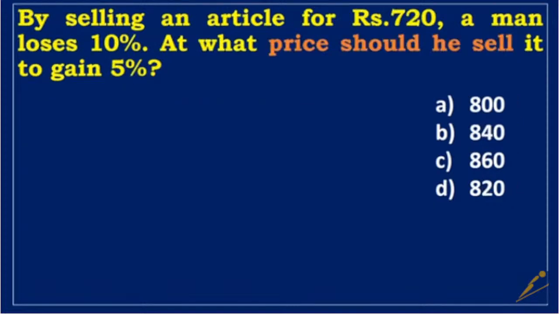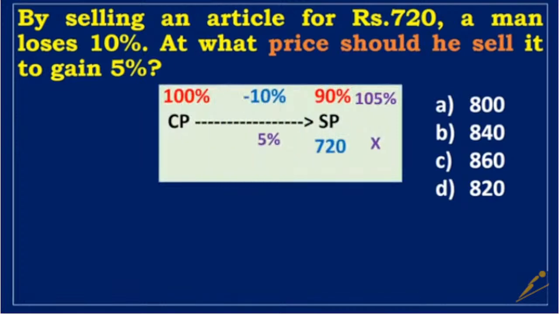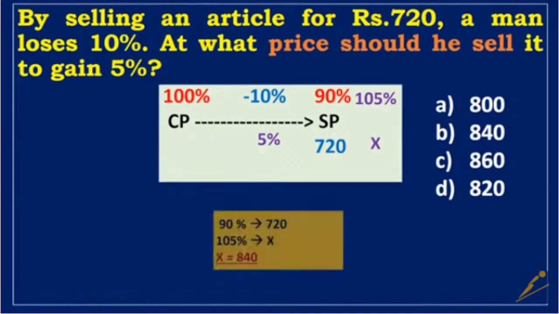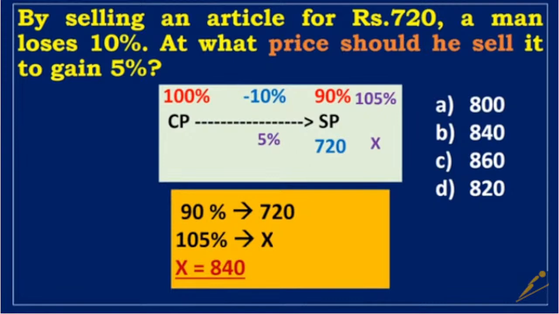To understand this concept, by selling an article for 720 rupees, a man loses 10%. At what price should he sell it to gain 5%? Let us assume the cost price is 100%. The loss percentage is 10%. Then, the percentage of the selling price is 90%, which is equal to 720 rupees. To calculate the selling price to get a gain of 5%, we must create two equations, where 90% is 720 rupees, and 105% is X.